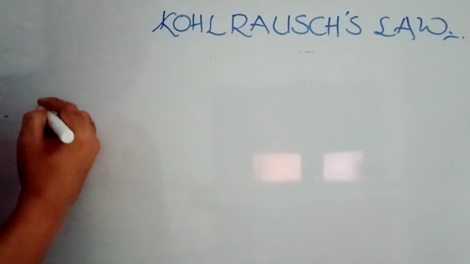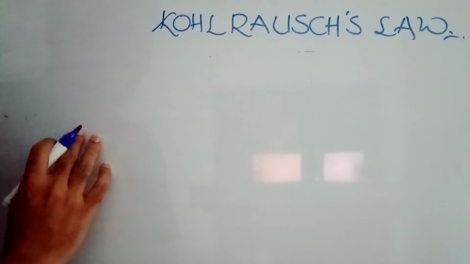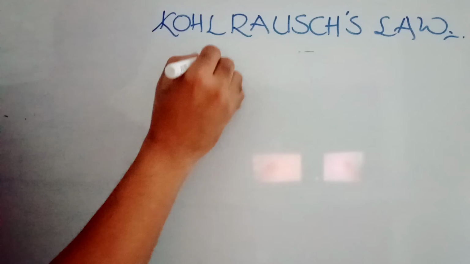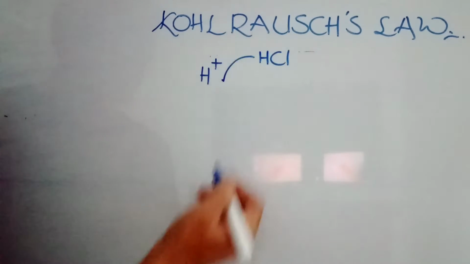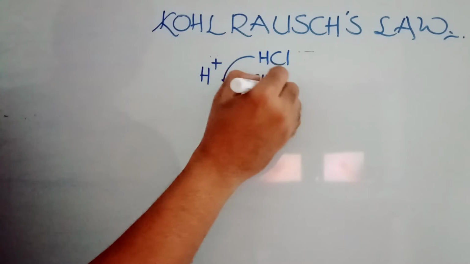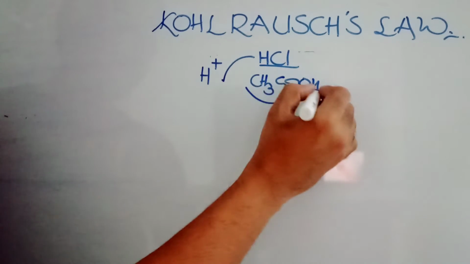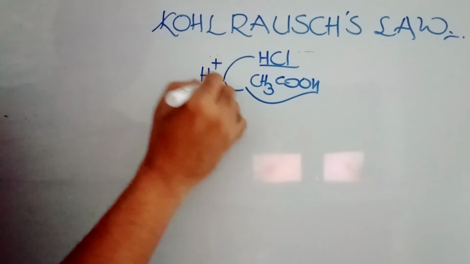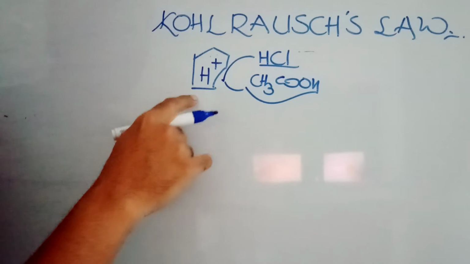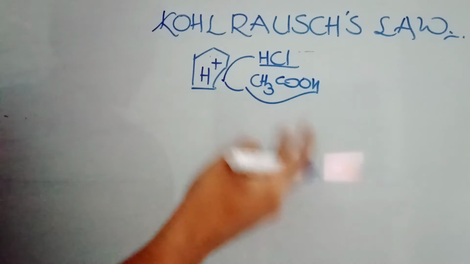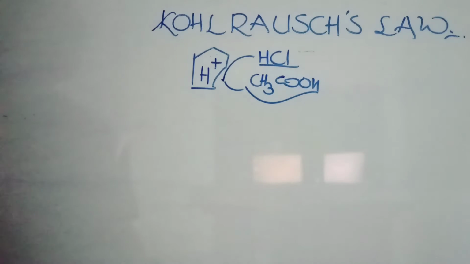According to Kohlrausch law, the conductivity of an ion is independent of its compound. For example, whatever the conductivity of H plus is, it will be the same from HCl or CH3COOH. HCl may be a stronger electrolyte and acetic acid a weak electrolyte, but the contribution from H plus will be the same in both cases. The contribution of an ion in view of its conductivity will be the same whatever the compound is. It may be a strong electrolyte or a weak electrolyte.